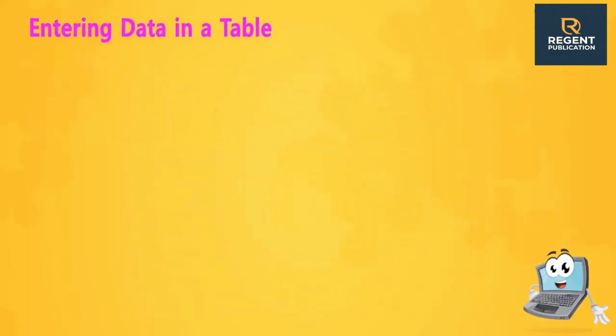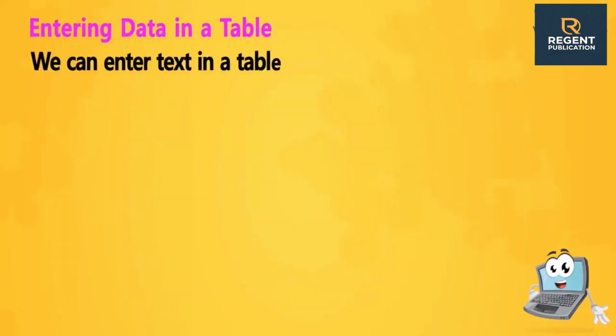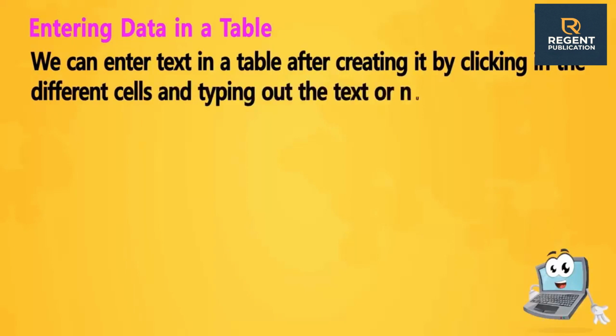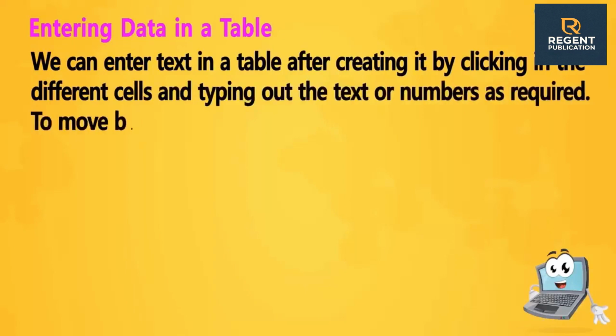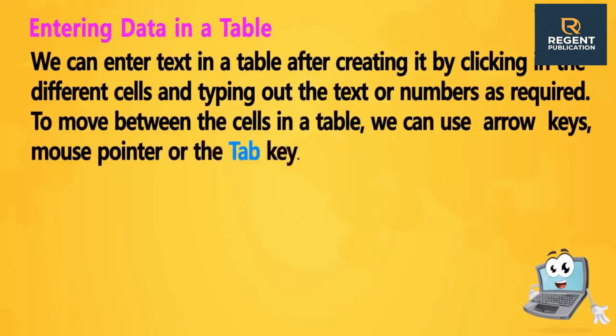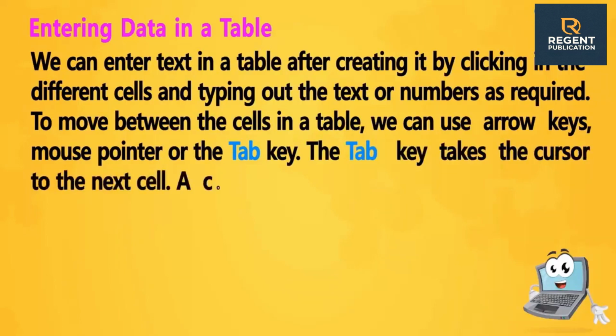Entering data in a table. We can enter text in a table after creating it by clicking in the different cells and typing out the text or numbers as required. To move between the cells in a table, we can use arrow keys, mouse pointer, or the tab key. The tab key takes the cursor to the next cell. A combination of shift plus tab key takes the cursor to the previous cell.